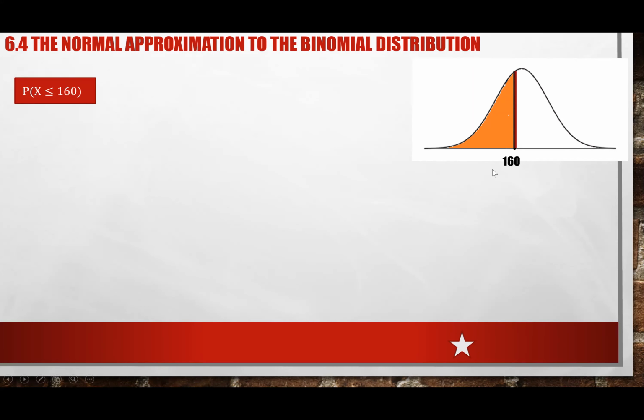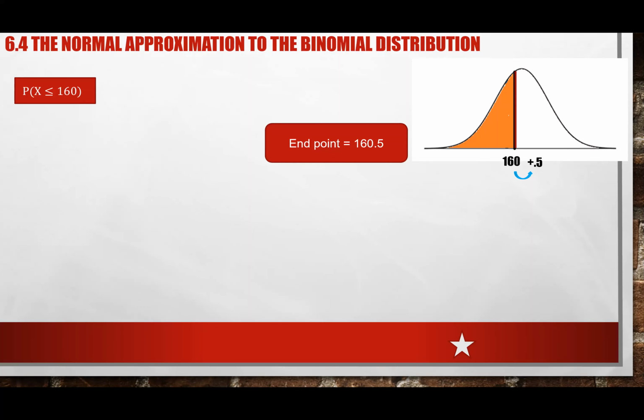Remember, because we use the normal to approximate the binomial, we have to adjust the endpoint. Do I include the 160? Yes, I include the 160, and in order to include it, I have to make this region bigger, and to make it bigger, I have to go to the right. If I go to the right, I need to add 0.5. To adjust the endpoint, you either add 0.5 or subtract 0.5. There's nothing else to it: if you head to the right, you add 0.5, and if you head to the left, you subtract 0.5.